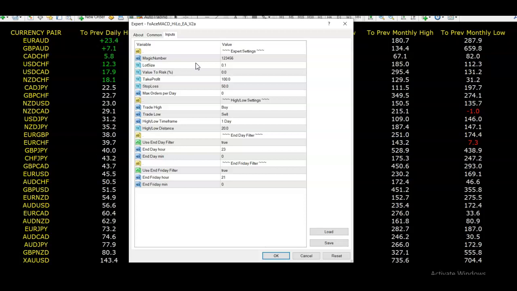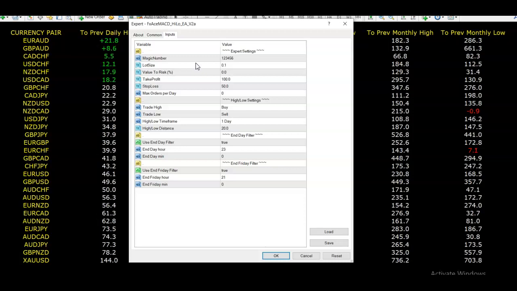Now, it isn't fully automated. You still need to look at the dashboard, look at your key levels, and then you can program the EA onto the time frame and asset that you want to be trading on. Okay, so how it works is these settings are very basic for trading EAs: take profit, max orders per day, one or two, whatever you want to be trading.